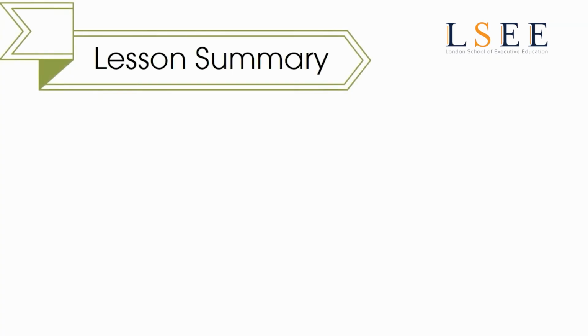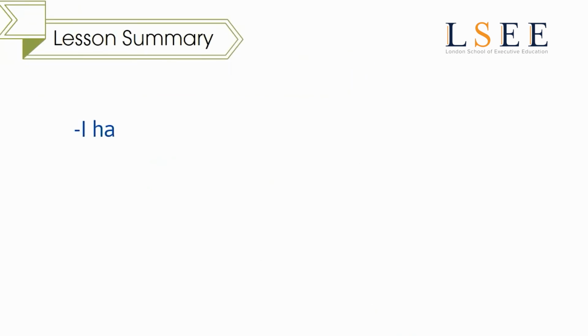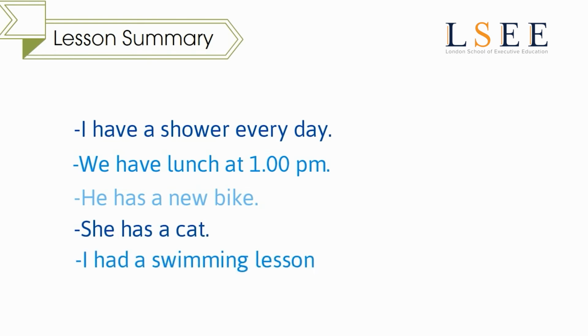In this lesson, we have learnt about the verb have. I have a shower every day. We have lunch at 1 p.m. He has a new bike. She has a cat. I had a swimming lesson. We had eggs and coffee for breakfast.